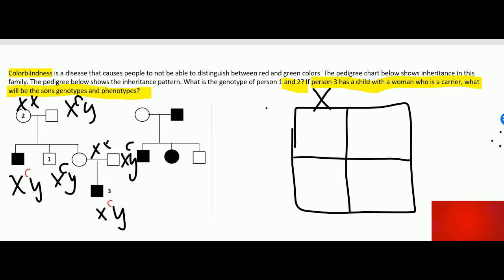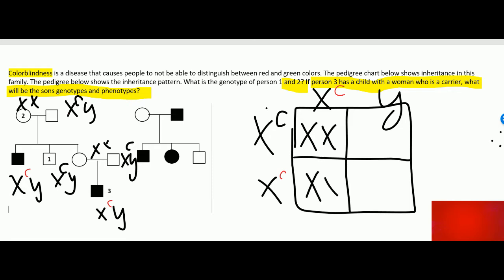And let's go ahead and just get dad out of the way. XY, XX. And remember that we know that this dad has the lowercase disease allele. So we already know his genotype, but we're just going to put him here. So we're saying if mom is a carrier, so mom would have 1 uppercase C and 1 lowercase c. So let's go ahead and write our Punnett grid out. So XX for girls, XY for boys.